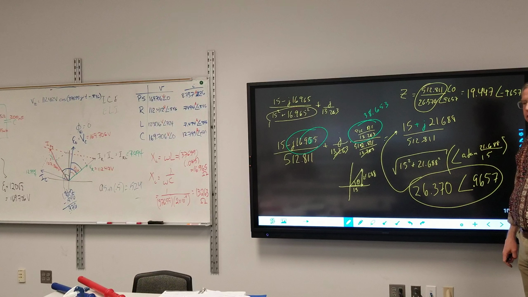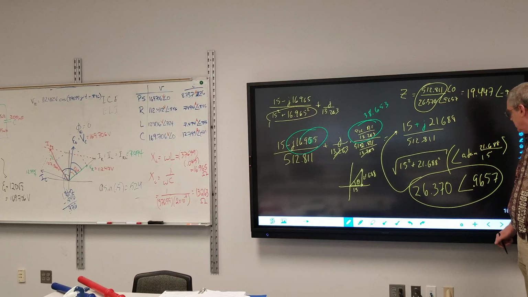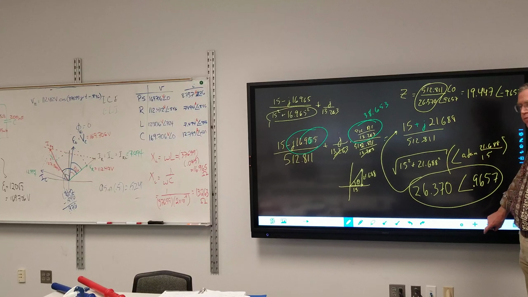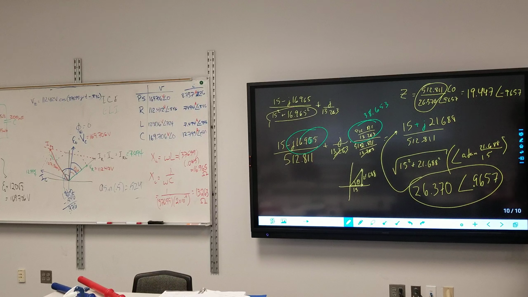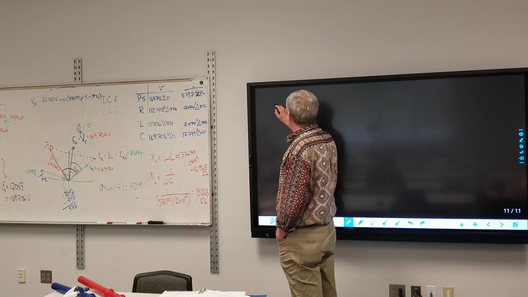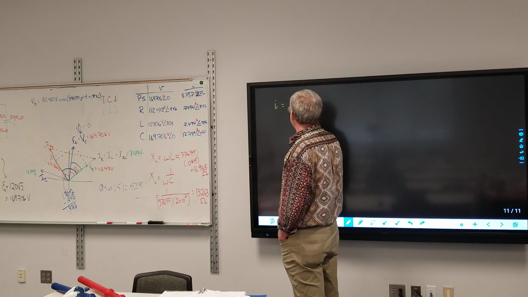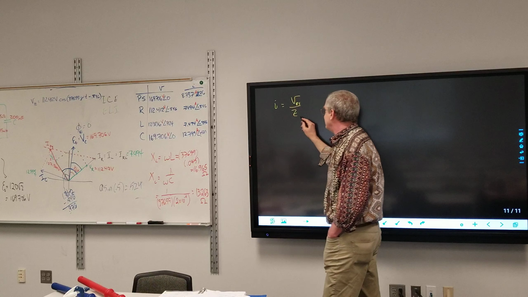We can now find the current coming out of the power supply, because this is the overall impedance, this is the everything. I know that I is equal to V over, for the power supply, over Z.